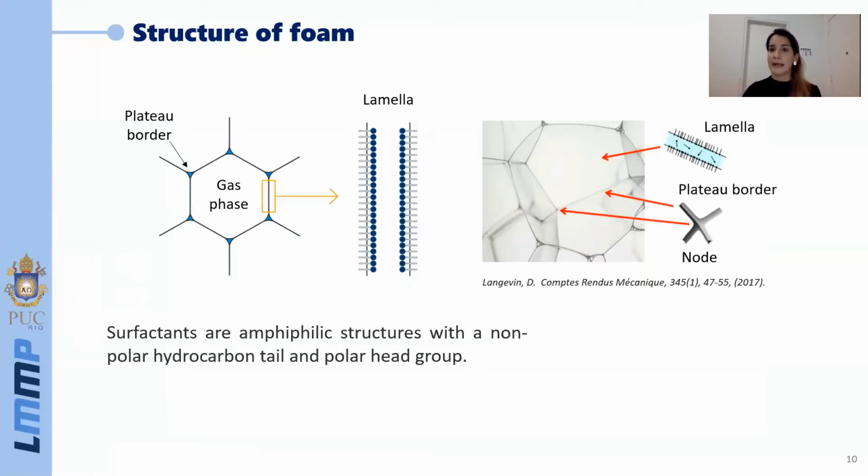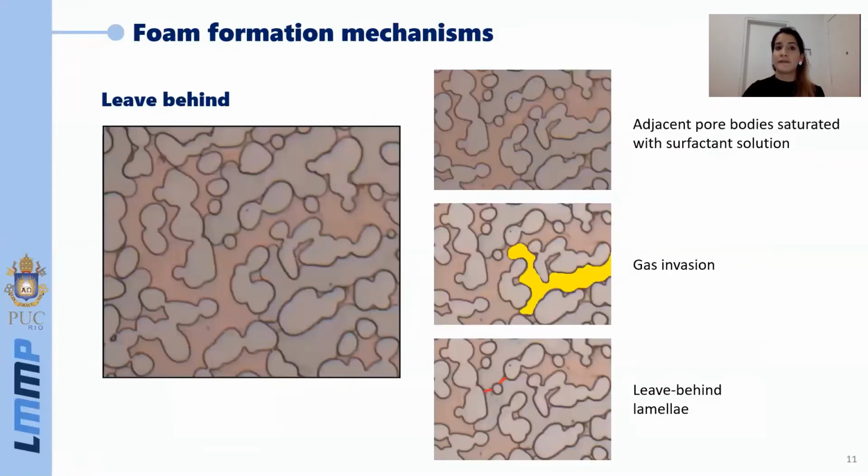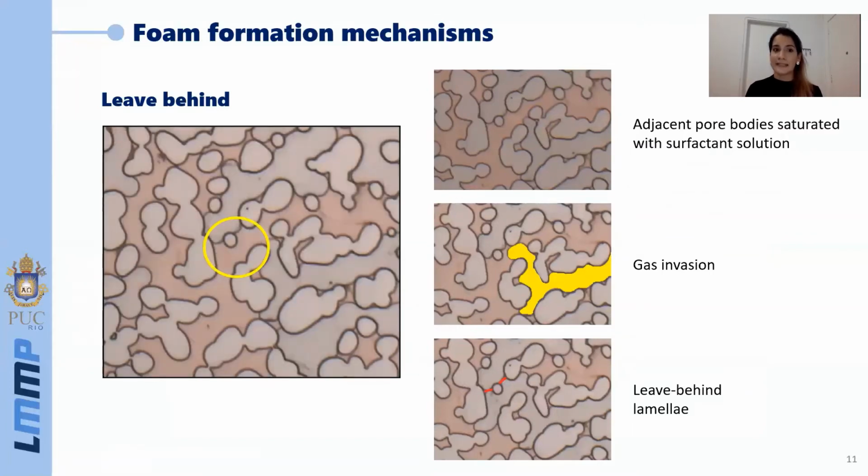We have different mechanisms for foam formation inside the porous medium. The first mechanism is called leave behind. In this mechanism, we have gas flowing in two adjacent pore bodies saturated with surfactant solution. So when the gas invades the pore body, we have the formation of these two lamellae.